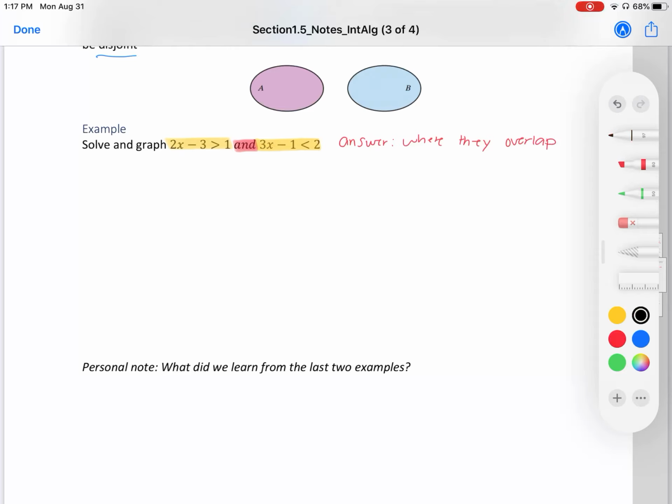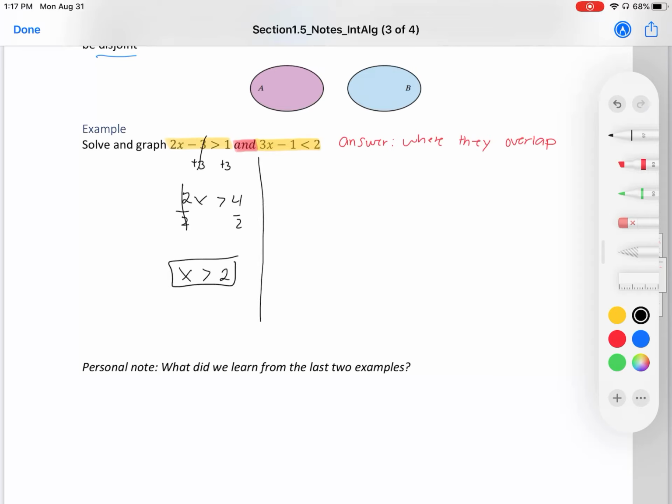Okay, let's solve for x. So plus 3, we get 2x is greater than 4, divided by 2, divided by 2. That divides to make 1. We're left with x is greater than 2.